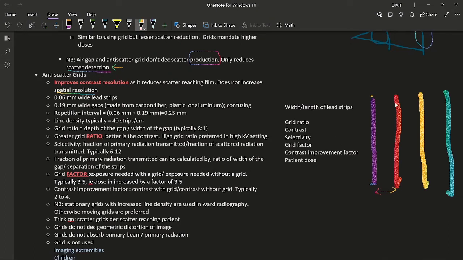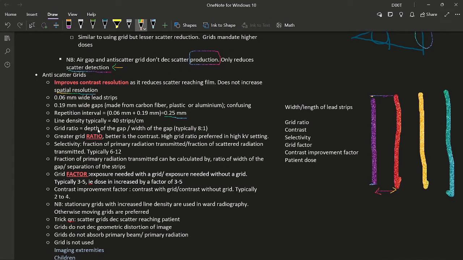Now by seeing the images, you might get a little confused because you might think that the gaps are filled with air, but actually these gaps are filled with either carbon fiber, plastic or aluminium. Now the repetition interval is 0.25 mm. That is calculated by adding the width of the lead strip, which is 0.06, along with the width of the gap. So this total will be 0.06 plus 0.19, which is 0.25. The line density is typically 40 strips per centimeter. So in 1 centimeter, you would usually have 40 strips.